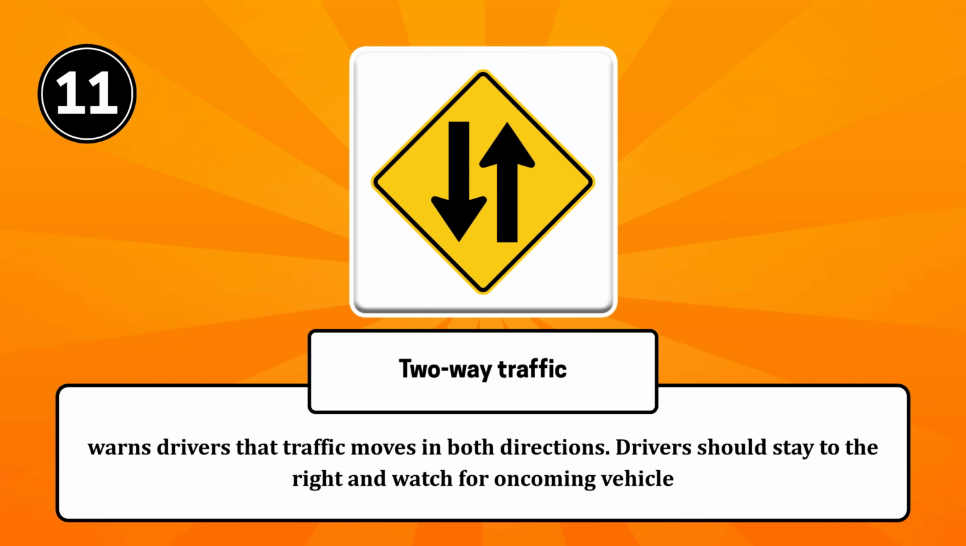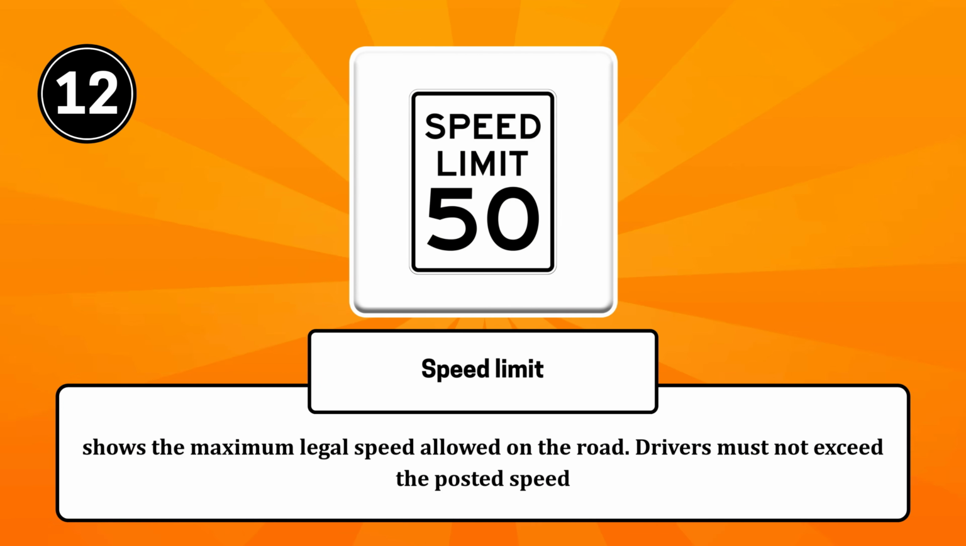The two-way traffic sign warns drivers that traffic moves in both directions. Drivers should stay to the right and watch for oncoming vehicles. The speed limit sign shows the maximum legal speed allowed on the road. Drivers must not exceed the posted speed.